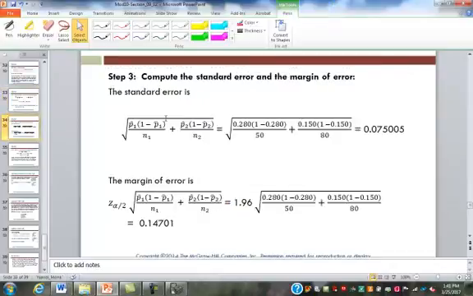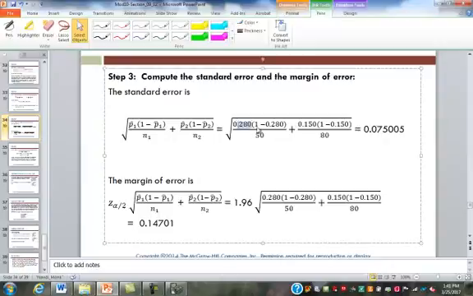Standard error, well, we put in the 0.280 for P1, the 0.150 for P2, and we run it through our formula. Sample size for 1 is 50, sample size for 2 is 80. We get 0.075005. I'd probably just do 0.075 myself there, but anyway. And then our margin of error, you're going to take the critical value, 1.96, times that standard error of 0.075. So that gives us 0.147. So it's plus or minus 0.147 here.